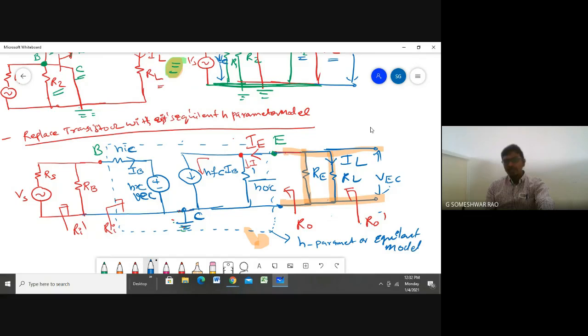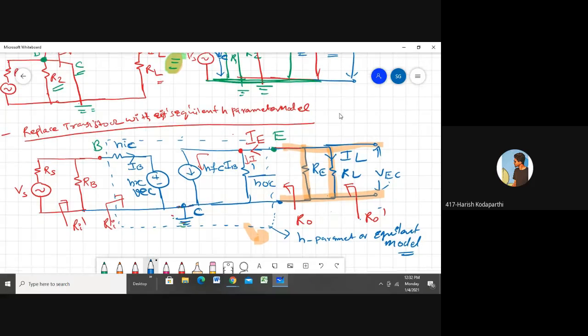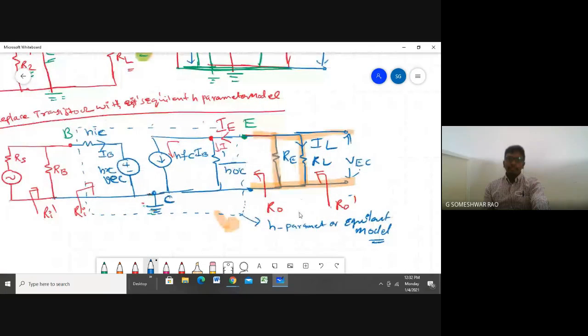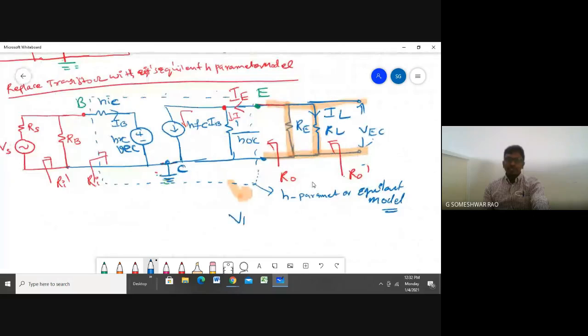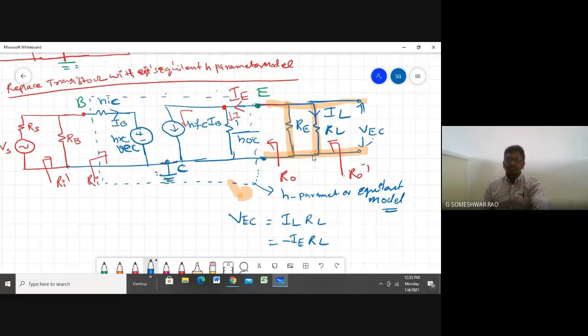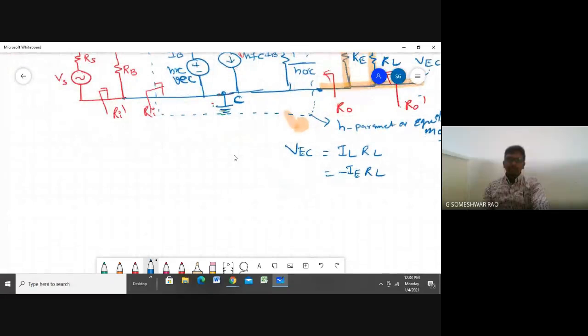Is it okay? Everybody understood? Now tell me, what is VEC? VEC is equal to, can I say, IL into RL? How about the direction of IL? Can I say minus IE? Same steps. Earlier it was IC, now it is IE. Are you able to follow? Now the third step. Is it the third step or the fourth step?